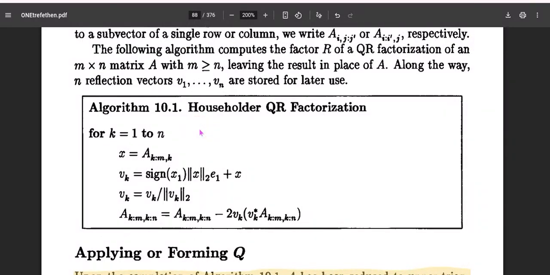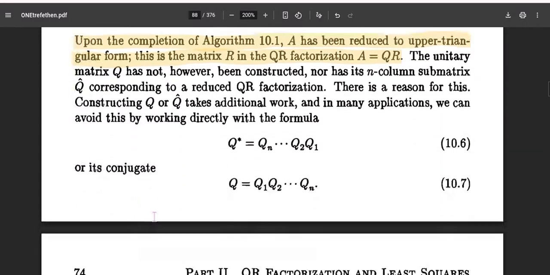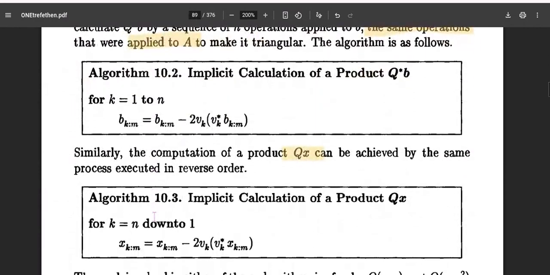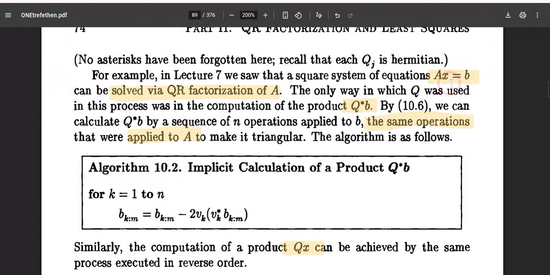Given in algorithm 10.1, at every iterative step from 1 to n, we choose a corresponding vector x from the column k, and from that we compute vk. From that vk we compute the reflector matrix, and the reflector matrix is applied to the particular entries in the A matrix, so that when you keep applying this operation from 1 to n, A is transformed to an upper triangular matrix. And Q is not explicitly computed, but in order to compute Q, algorithm 10.2 or 10.3 can be applied, which is related to solving the matrix equation Ax equals b.